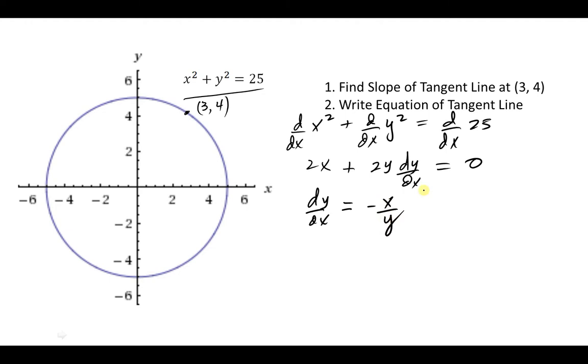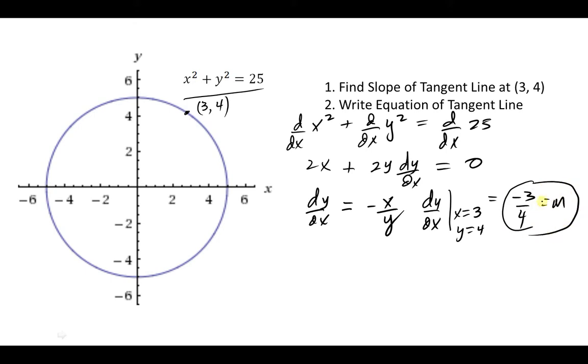Solving for dy/dx. Now, to find the slope of the tangent line at the point (3, 4), we calculate dy/dx at x equals 3, y equals 4. Plugging in, we get minus 3 over 4. So the slope of the tangent line is going to be minus 3/4.